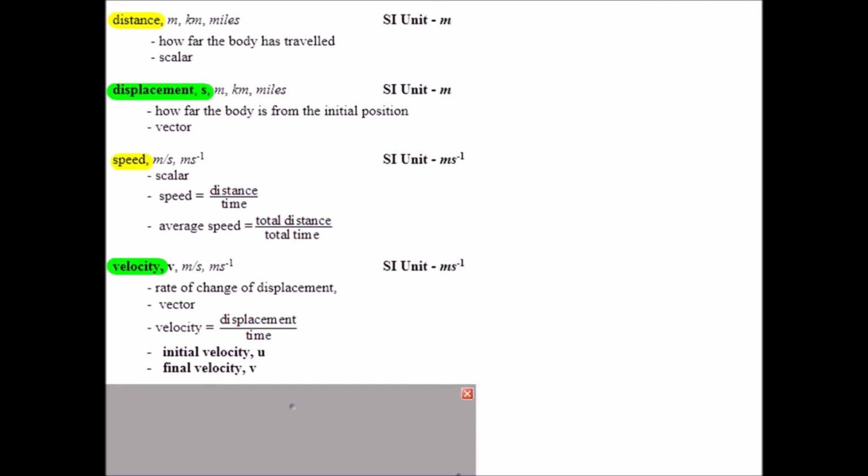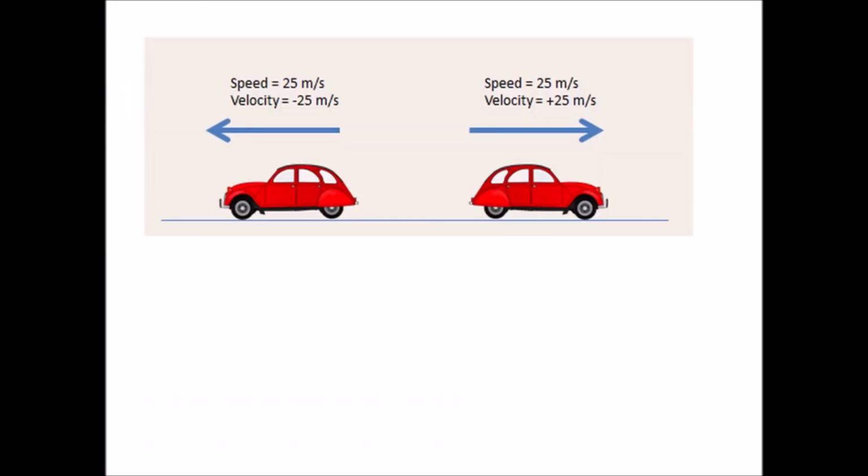If, however, an object is changing direction, for instance, we have two cars. They are both doing 25 meters per second, that's their speed, but they are going in opposite directions. Now the speed doesn't take that into consideration, but the velocity is a vector, it does. So we have a positive velocity here and a negative velocity here because the direction is opposite to this one.